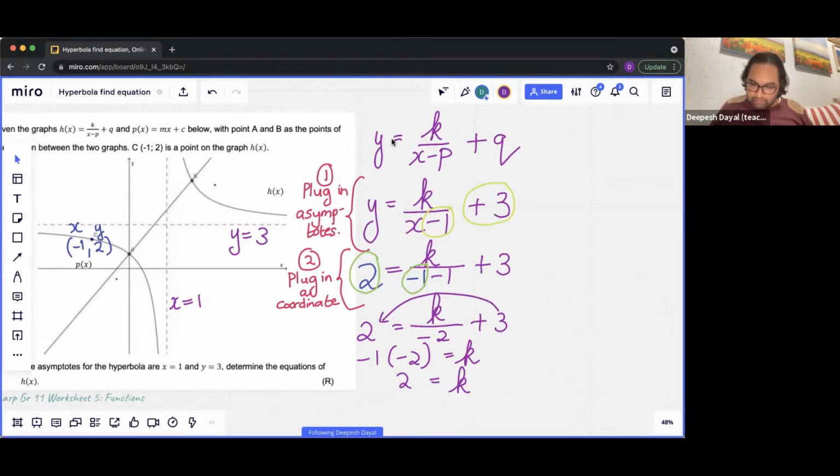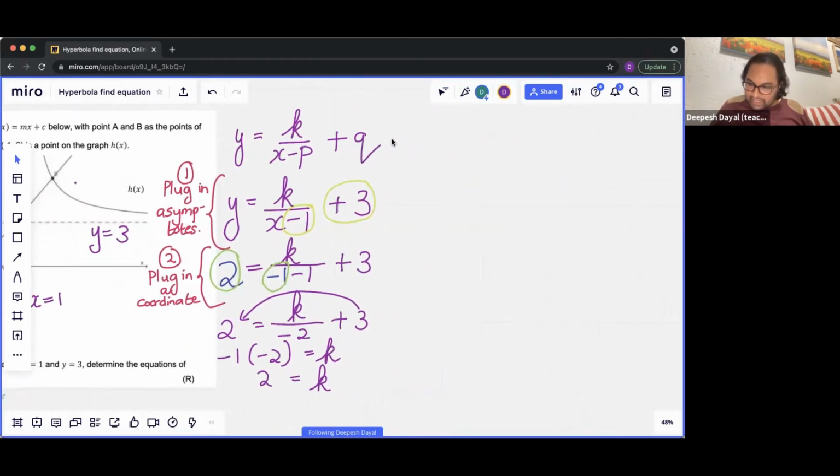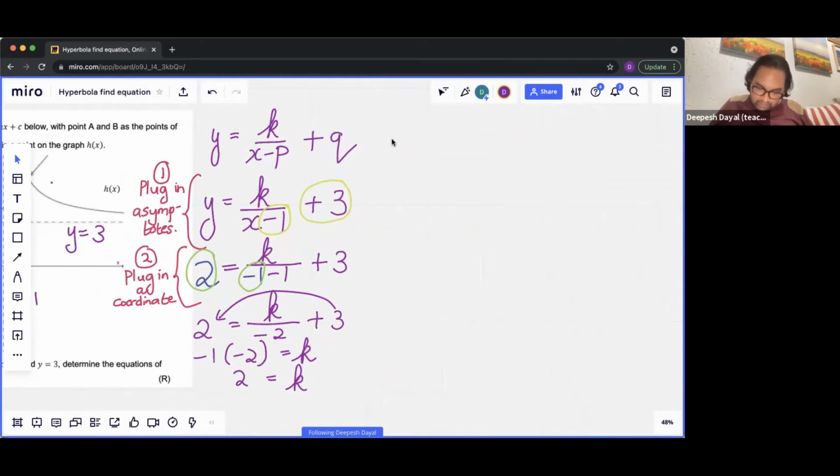So k equals 2. Now I can go and plug it into the original. And I have my equation. So I've got now the equation: y equals 2 over x minus 1 plus 3.